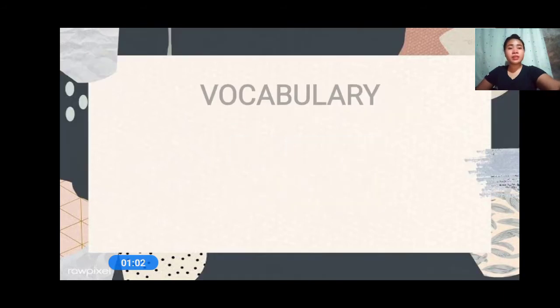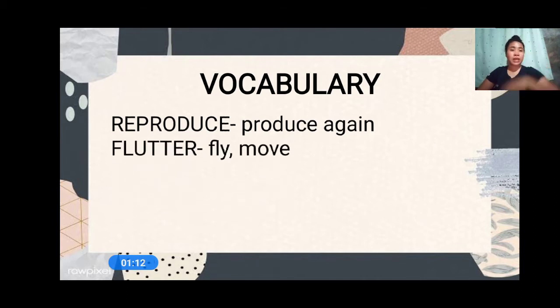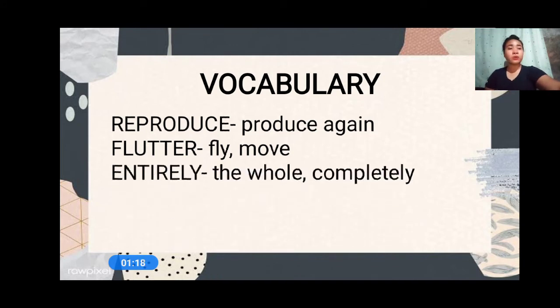So when we say reproduce, meaning produce again, that is reproduce. Do you understand? Okay, and then when we say flatter, that is fly or move. And then when we say entirely, the whole or completely. So those are the meaning of the words. So reproduce, produce again. Flatter, fly or move. Entirely, the whole or completely.